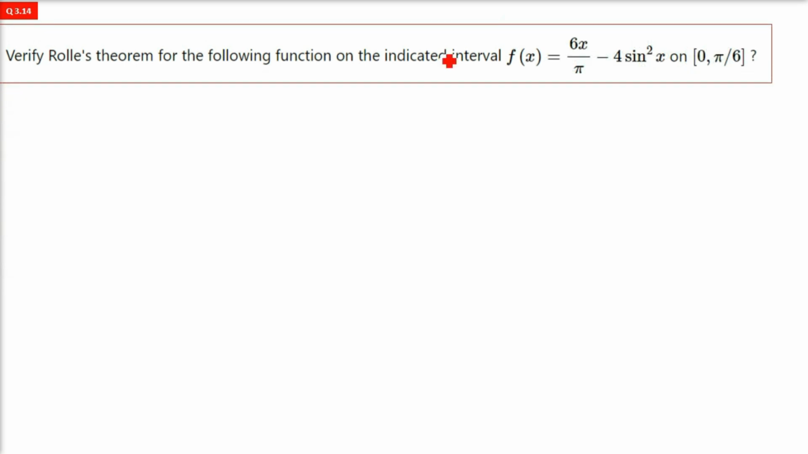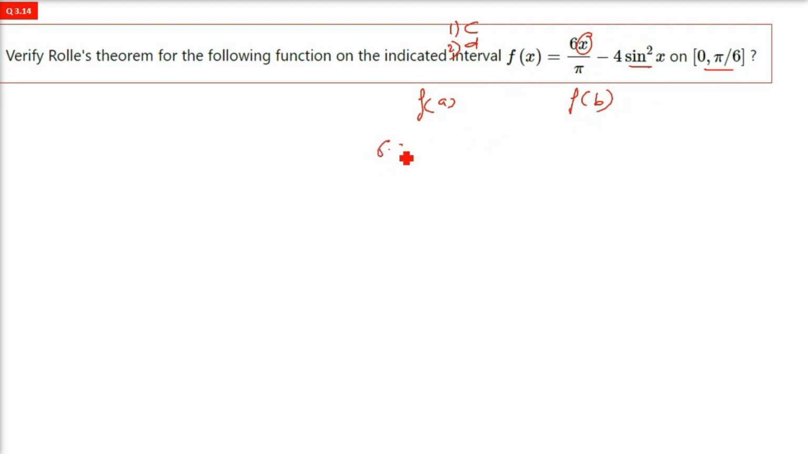So the next question is also on the same track as the question we have seen. So we have the interval 0 to π/6, and the function 6x/π minus 4 sin²x. So x is a polynomial, and sin x is a trigonometric function, and they both are continuous and differentiable. You have to write all these which I am speaking out. I'll show you also what to write, but after this the third step is f(a) equal to f(b) or not.